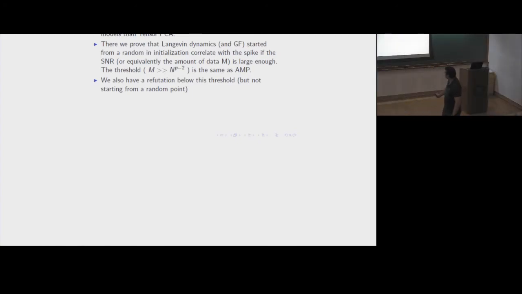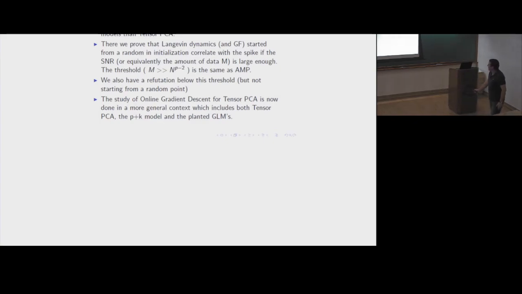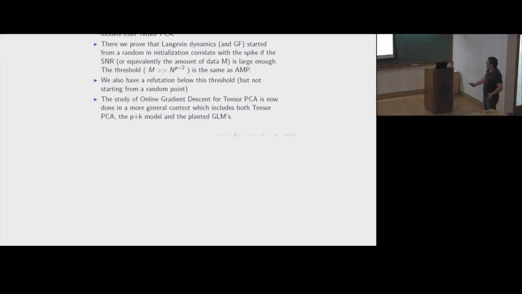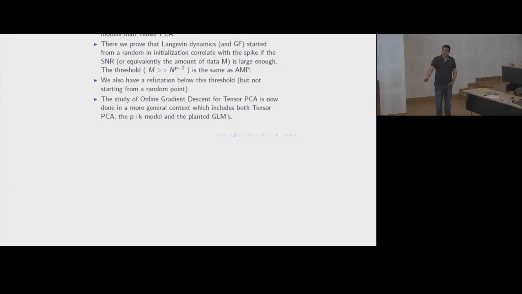Okay, so the study of the online gradient descent for Tensor PCA is now done in a more general context, which includes Tensor PCA, the P plus K model, and the planted GLMs that I've described to you. So this is what I want to talk about today: OGD for GLMs, or for this general class. Okay, so we consider again our empirical risk, loss, whatever, when the data are IID.